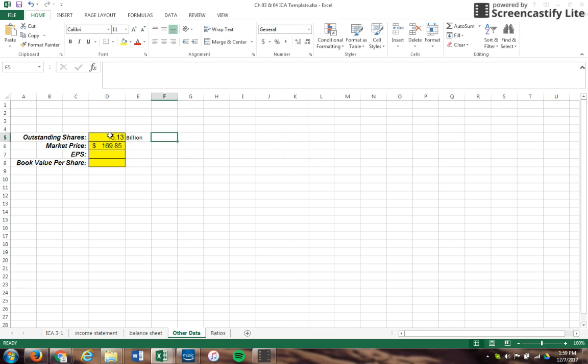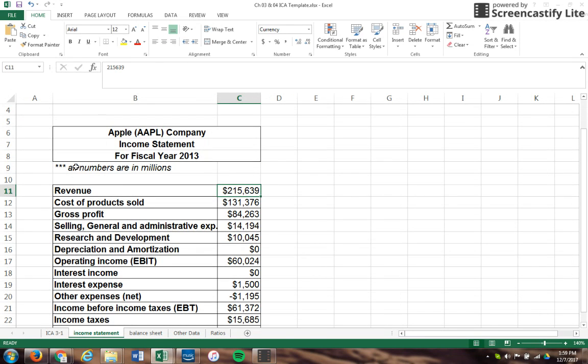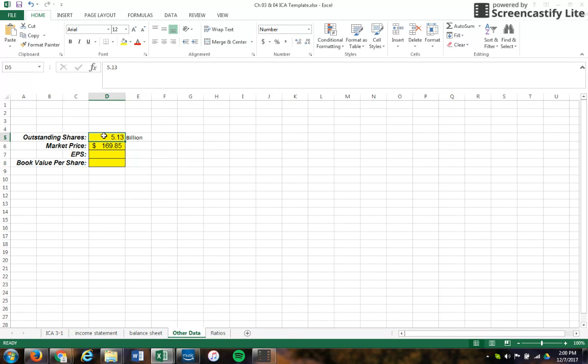However, we're going to need to update this. If we go back to our income statement or balance sheet, notice it says here all numbers are in millions. So we need to make sure that we use the same basis of comparison when we do our ratios. Instead of 5.13 billion, we need to convert this to millions. We know that 1 billion is 1,000 million, so 5.13 billion would be 5,130 million shares that are outstanding.